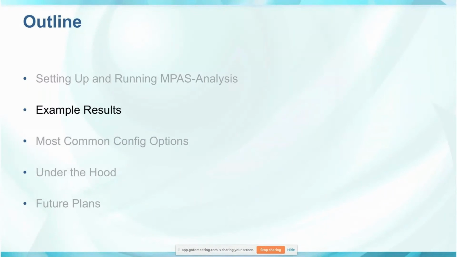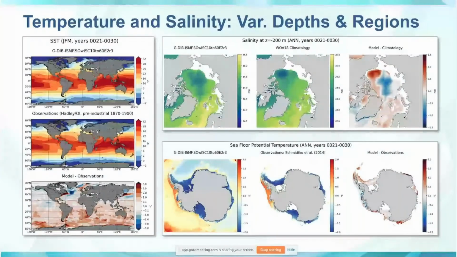Okay, so that's getting started. Here are some example results to get you interested in maybe what MPAS-Analysis can do for you. So some of the most basic things that we can do are temperature and salinity maps. We do that at various depths. So at the sea surface, we can do it at, say, 200 meters depth, or we can do it at the sea floor. And we can also look at salinity.